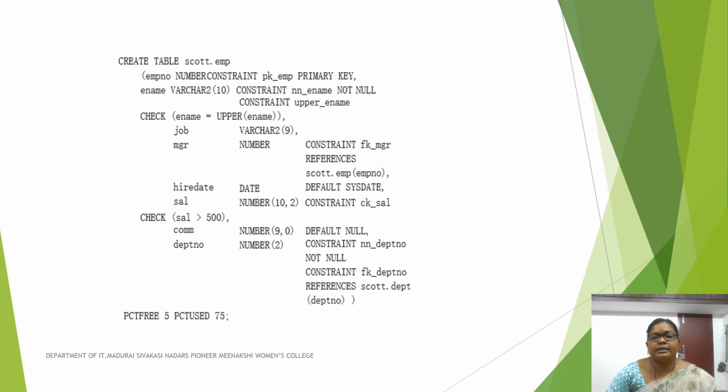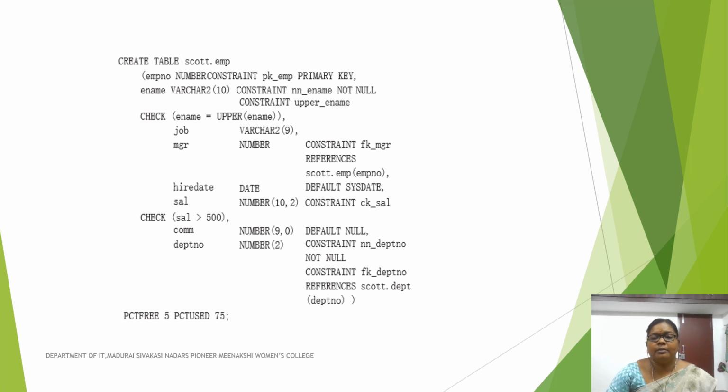The next constraint is check salary greater than 5,000. This is the second constraint. When I try to give a value for the salary column, it always checks that the value is greater than 5,000. If I try to give values below 5,000, it never allows me to enter the salary. When I give a value above 5,000, it is entered successfully. This is how it enforces the integrity constraint in the table.